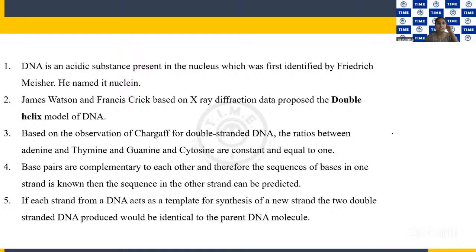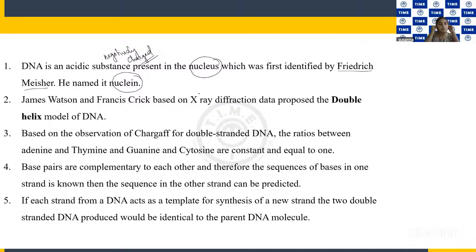Yes, so next we have some facts about the structure of DNA. First, DNA is an acidic substance and it is present in the nucleus. Chemically DNA is acidic in nature and negatively charged. You need to keep in mind that they are negatively charged molecules. They were first identified by whom? Frederick Miescher identified it and he called it nuclein. So this is how the discovery of DNA goes.